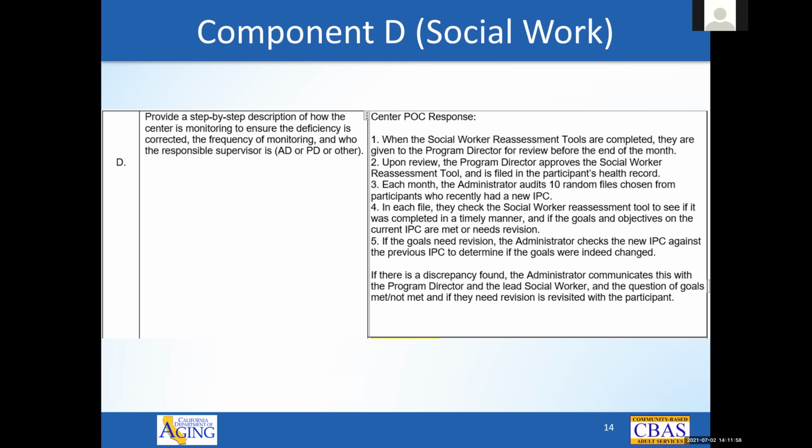we have a frequency of monitoring. So every month, how many files they will audit, 10 files, who is responsible, the administrator. And then we also have kind of like a contingency plan. If there is a discrepancy found, the administrator communicates this with the staff to ensure that it doesn't happen again.